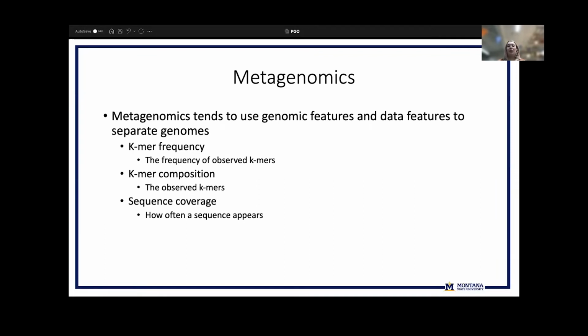And so I have to think about whether these features are applicable for plants and what I can use. We can definitely use k-mer frequency and k-mer composition, but we can't really use sequence coverage, because I don't expect the subgenomes to be present in differing amounts at all. So that's not a relevant feature for us.